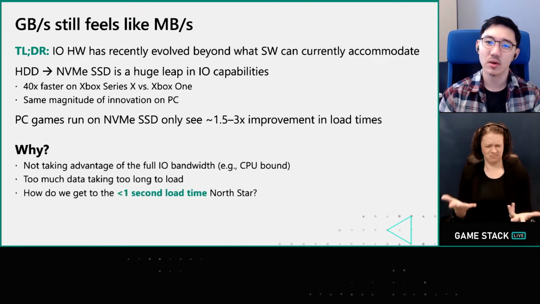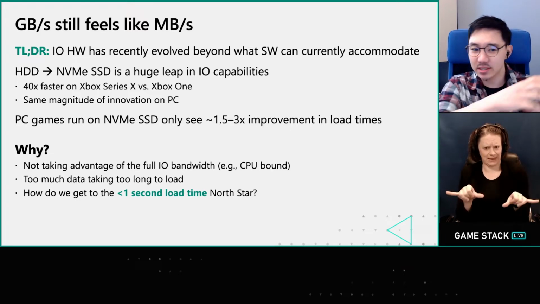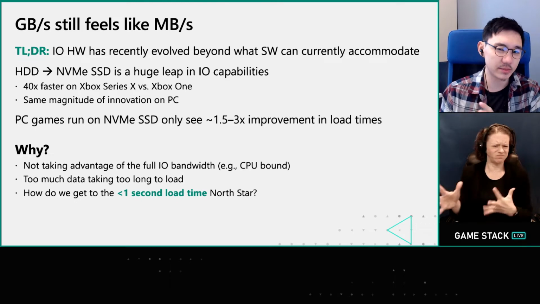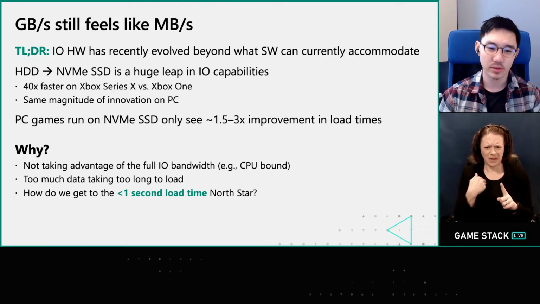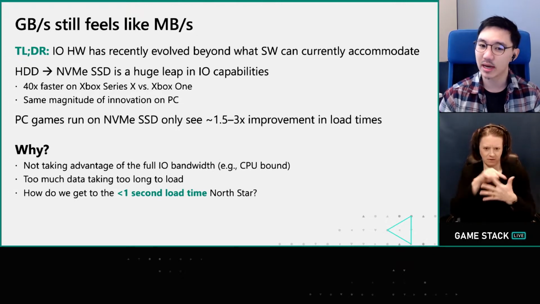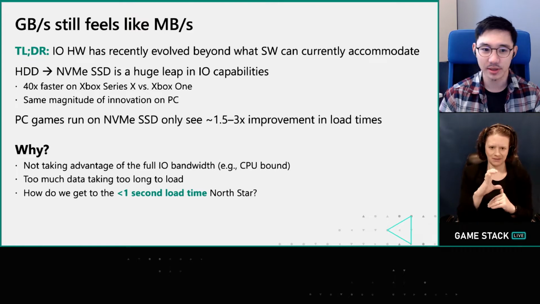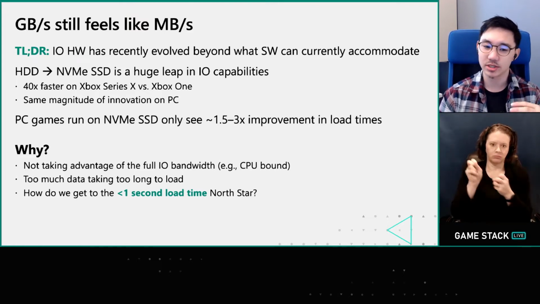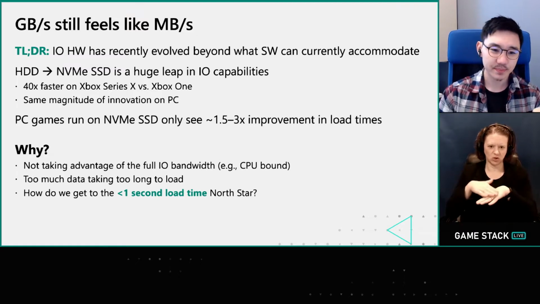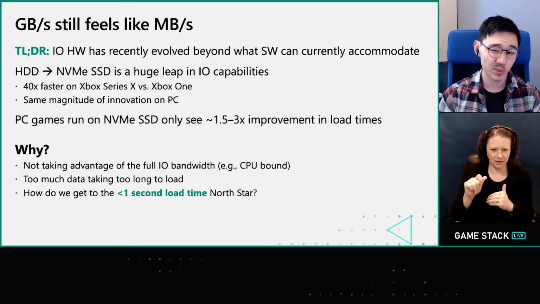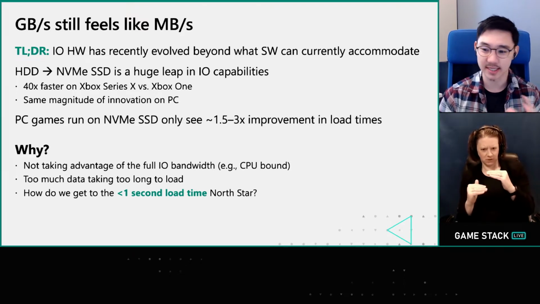So why is that? Why is it that I can have many tens of times faster hardware and only get a 1.5 to 3 times improvement? Why is it that we're not taking advantage of the full bandwidth? The short version is that there are several factors. CPU bandwidth is one of them. The paradigm that we're using to actually load the textures in or other assets is another one. It boils down to essentially taking too much time to load too much data. So how do we get down to that under 1 second load time North Star? That's where we really want to go, where it starts feeling instantaneous.